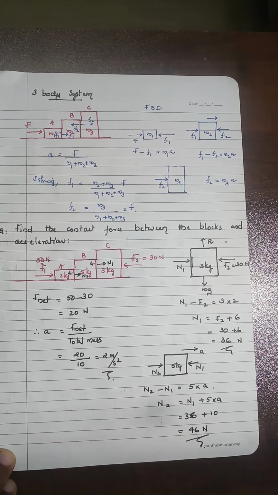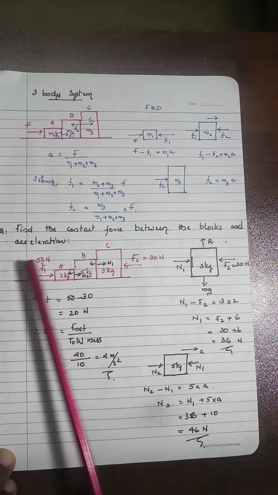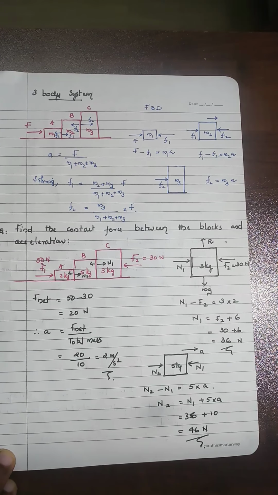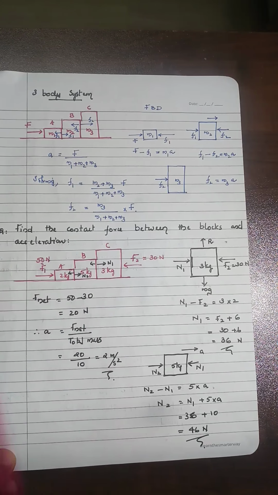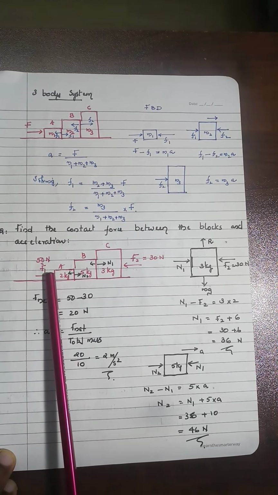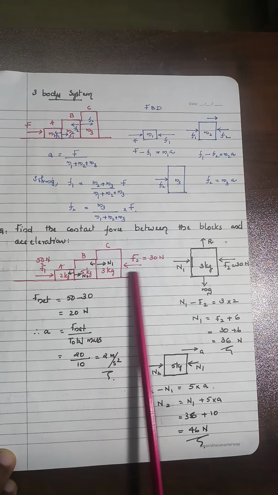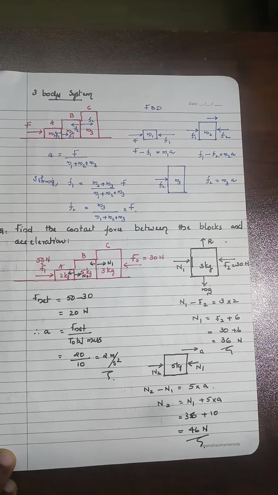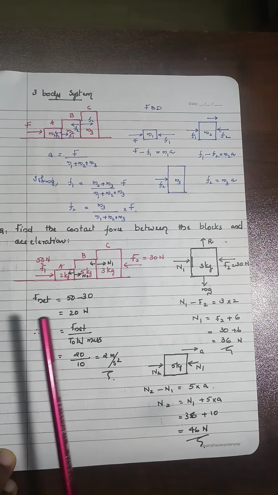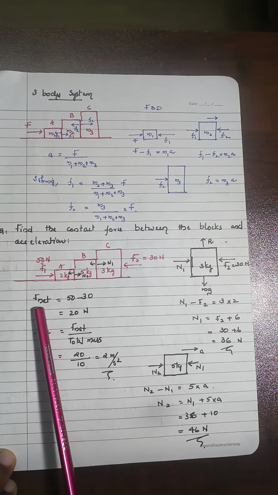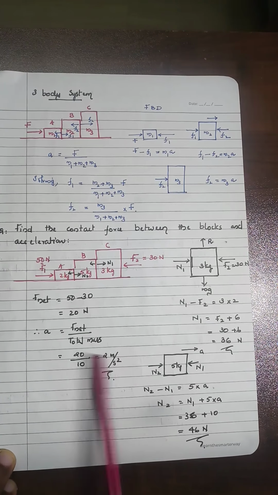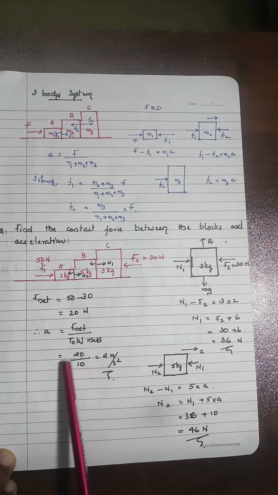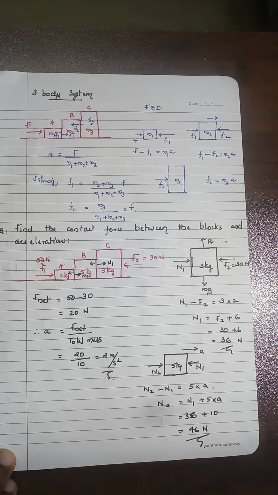See, another very good question. Find the contact force between the blocks and the acceleration. You can work it so easily. Here it is given with the 3 masses 2, 5 and 3. The 2 kilogram is subjected to the force 50 Newton and 3 kilogram is subjected to 30 Newton. As we did in the previous questions, at first we have to find the net force. 50 minus 30 equal to 20. So we find the acceleration as 2. Here we use the total mass as 2 plus 5 plus 3.